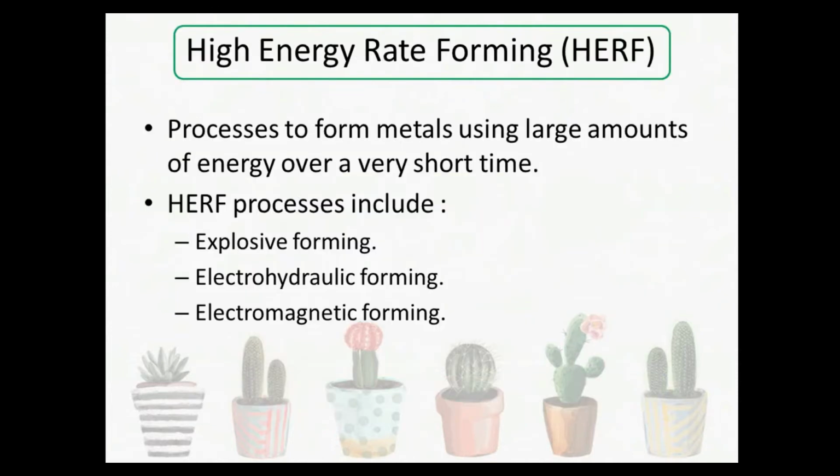High energy rate forming or HERF is a process to form metals using large amounts of energy over a very short time. HERF processes include 1. Explosive forming, 2. Electrohydraulic forming, 3. Electromagnetic forming.